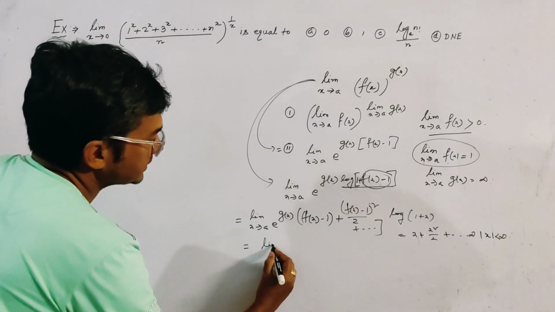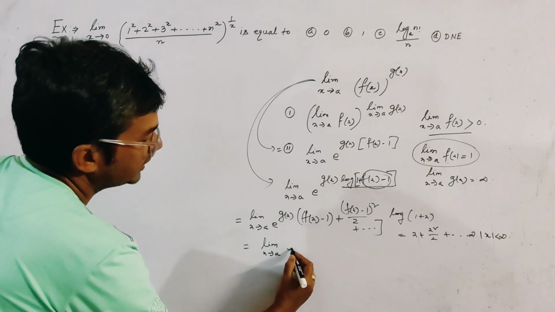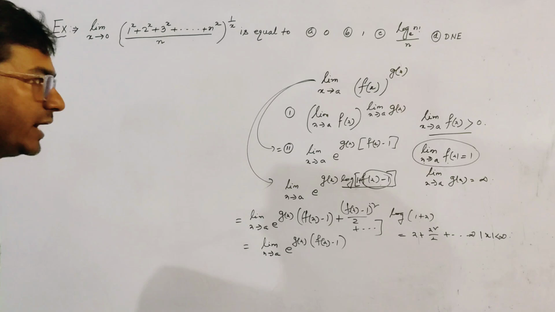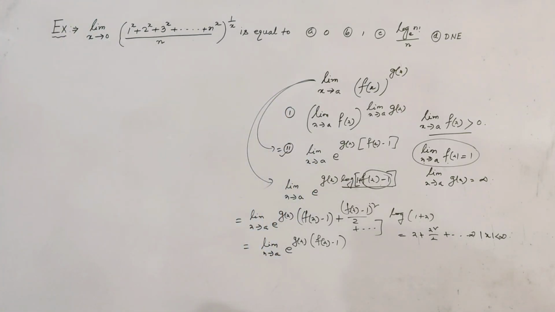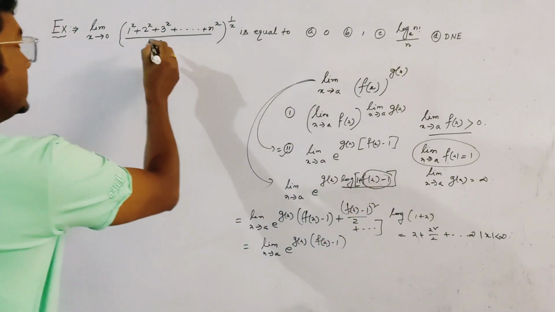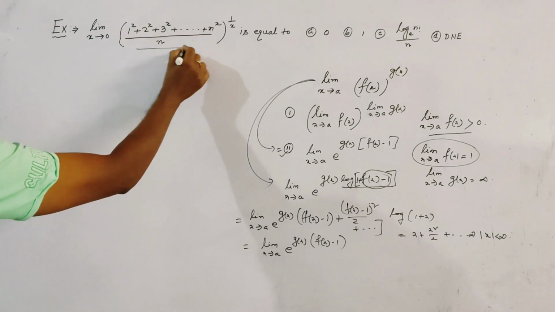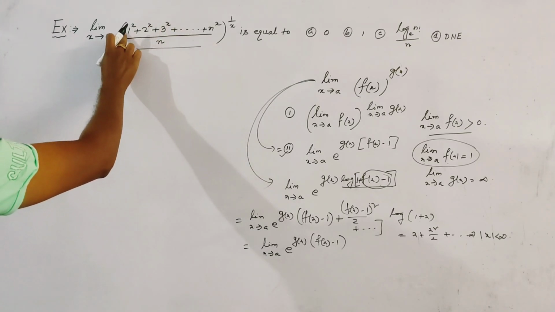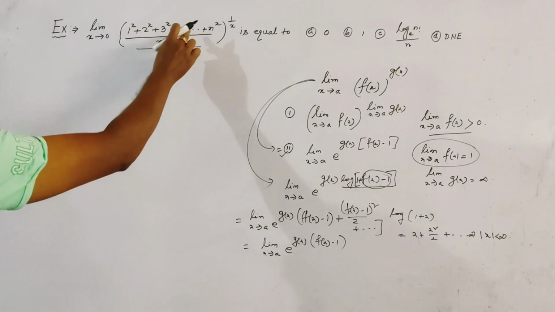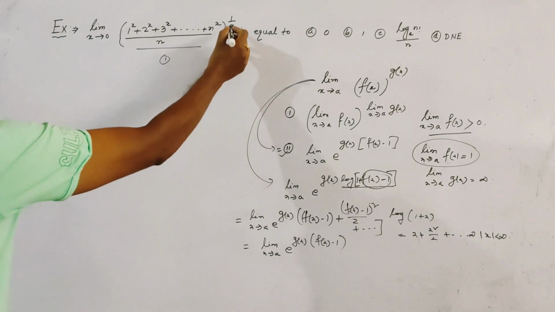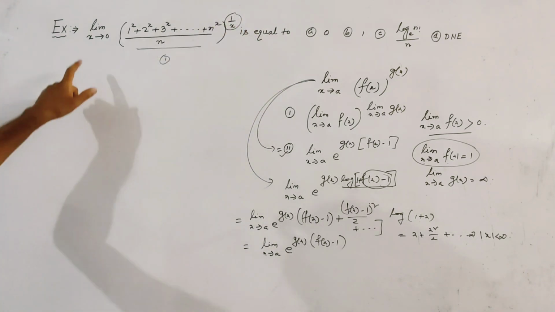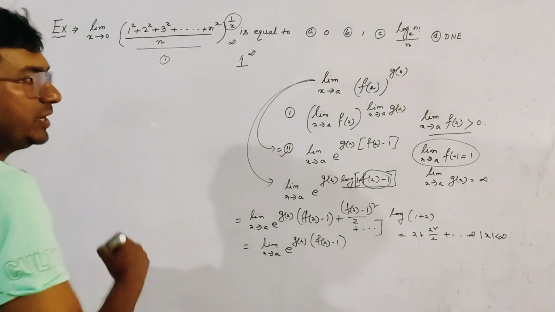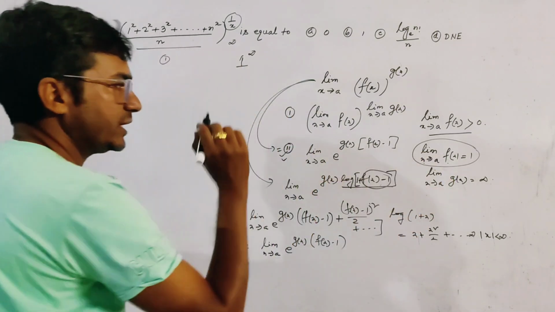Then we get the limit as limit x tends to a of e to the power g(x) into (f(x) minus 1). And this is the formula. Here, if we put x equal to 0 in f(x), we get (1 plus 1 plus 1 and so on, n terms) by n, which is equal to 1. And if we take the limit of 1 by x as x tends to 0, we get infinity. So this is the 1 to the power infinity form, so we use the second form.